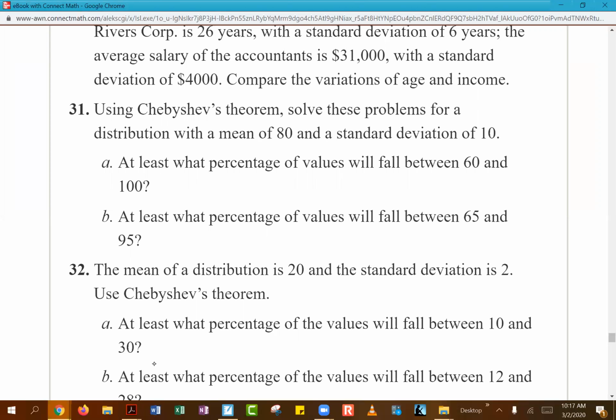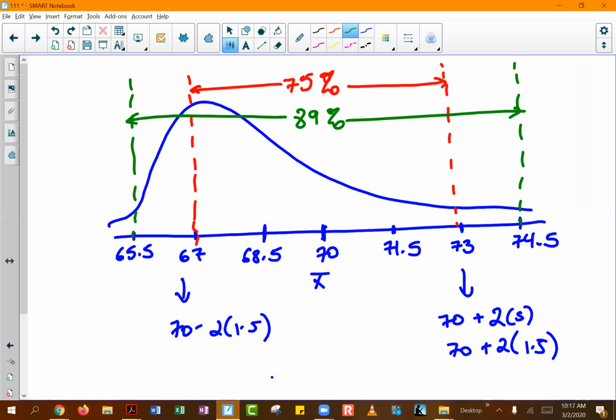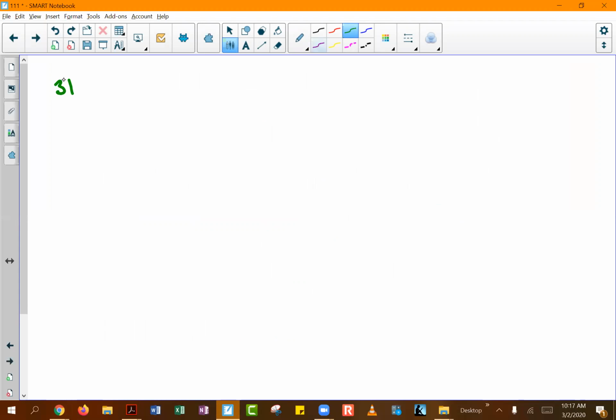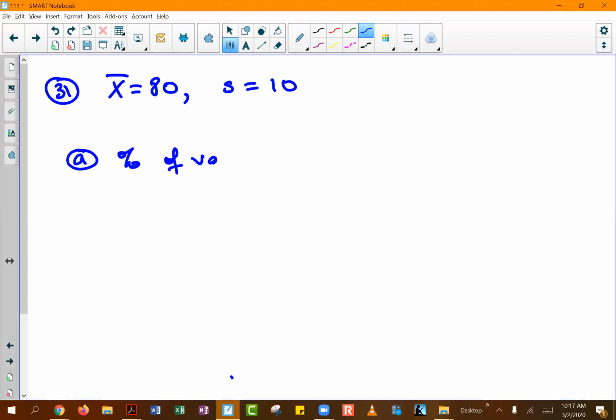Okay, so the first thing we would need to do here, let me go ahead and write these numbers down for us. This is number 31. They're telling us the mean is 80 and the standard deviation is 10. For part A, they are asking us to find what percentage of values fall between 60 and 100. Okay, so where will you start with this guy? And look at example 12 on your handout and follow that.